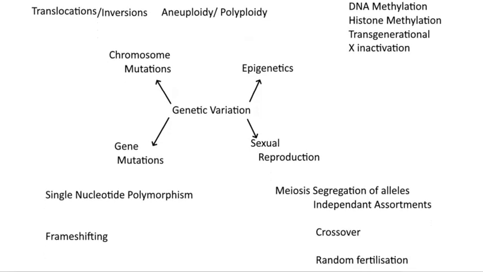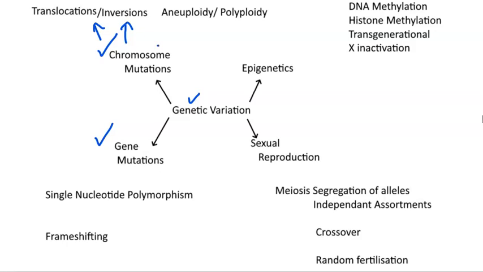Let's take a more detailed review of genetic variation. So genetic variation within a population could be due to changes in chromosomes or changes in genes. Chromosome mutations are things such as where the chromosomes break and join together again. These are known as translocations and inversions. Translocation is where a piece of a chromosome breaks off and joins onto another chromosome, whereas an inversion is where a chromosome breaks, reverses its sequence and joins back to the same chromosome.